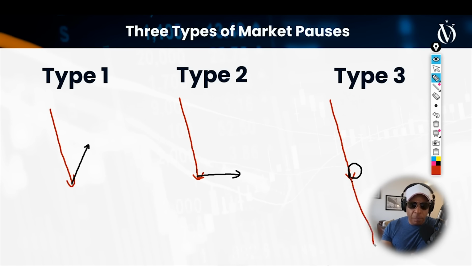Boom! Broke my stride a little bit, but not for long. Boom! Got my rest. Now I'm off and running to the races again. Boom! Had to jump over a little small wall, so had to back up, and now I'm off to the races again to the downside. These are your three types of pauses.